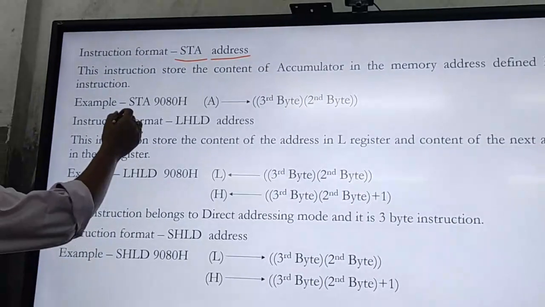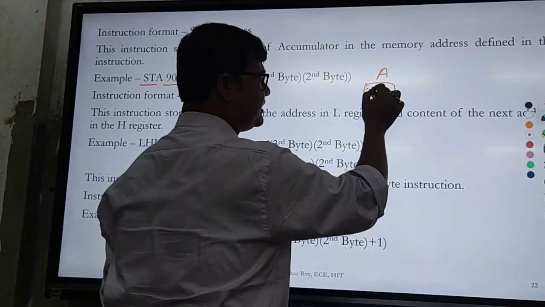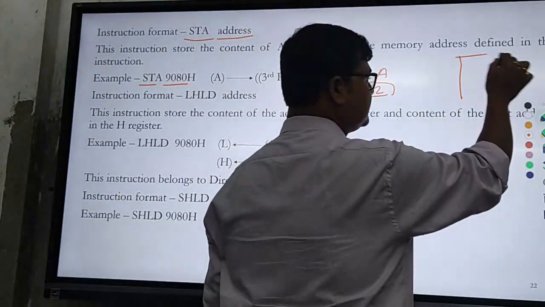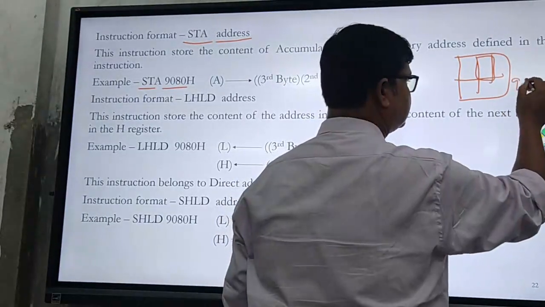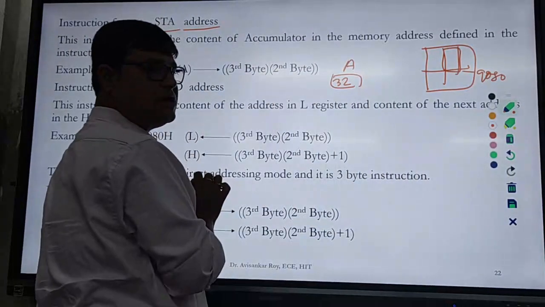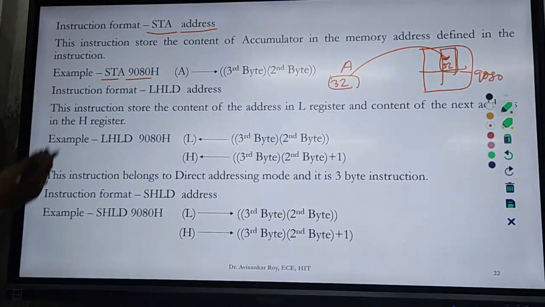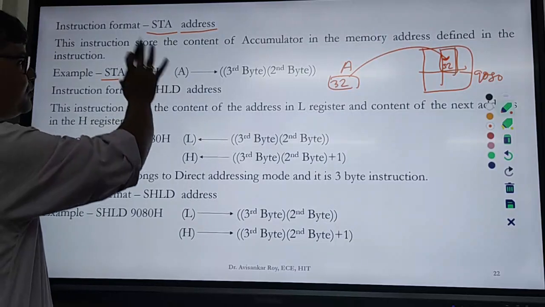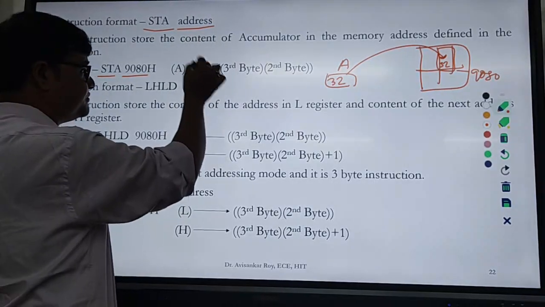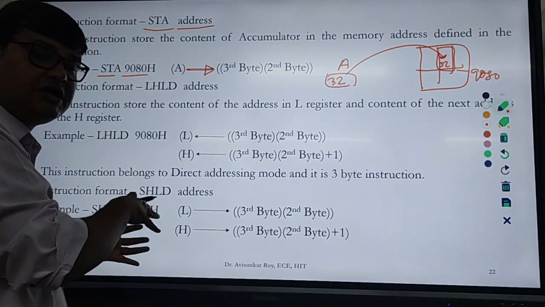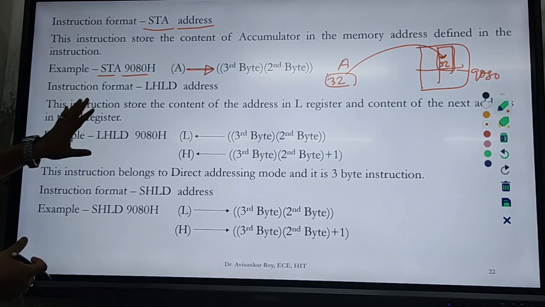Okay. Example: STA 9080. So in an 8080 microprocessor system, say the accumulator holds the data 32, for example, and in the RAM or ROM there is a memory location, say 9080. So the content of the accumulator, that 32, will be copied to this particular memory location, right? So STA means the content of the accumulator will move to the particular memory location defined here. The annotation is the same as the LDA instruction, just the direction is opposite, because here the content of the accumulator will move to another memory location. So these are the functions of these instructions.